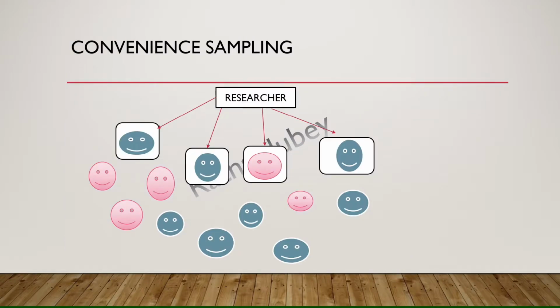Here you can see that in convenience sampling, what the researcher is doing, all these samples which are near to him, he will select that. That means they are easily accessible to him. The researcher is selecting only those samples which are nearby him. Suppose this is a whole lot of population, and what he is selecting, this box you can see over here, he is selecting only those samples which are near.